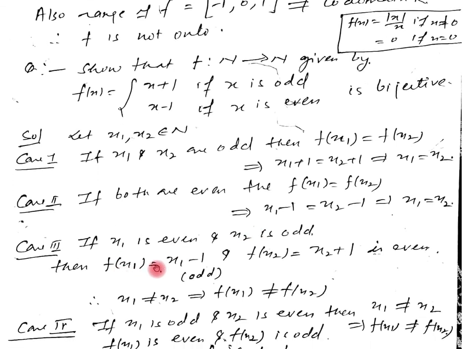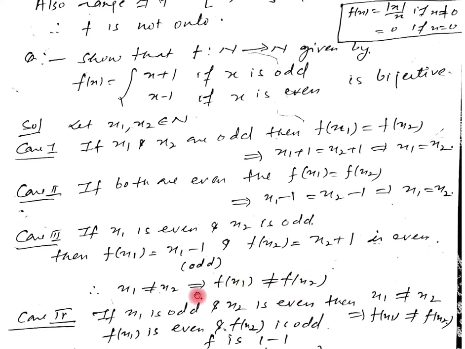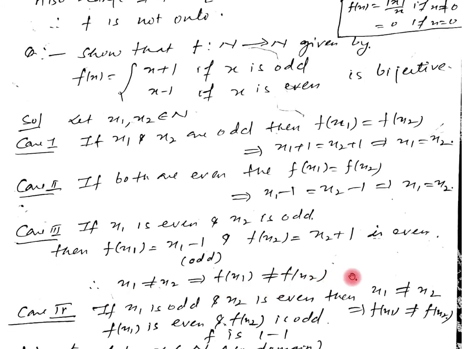Now here f of x1 is x1 minus 1, and f of x2 is x2 plus 1. Now as x1 is not equal to x2 and also f of x1 is not equal to f of x2, we can say the function is one-one. There are two ways to show the function is one-one. Either the images are equal, then the elements are equal. Another method is if the elements are unequal, then their images are also unequal. Now the elements are not equal, their images are also not equal. So we can say the function is one-one.